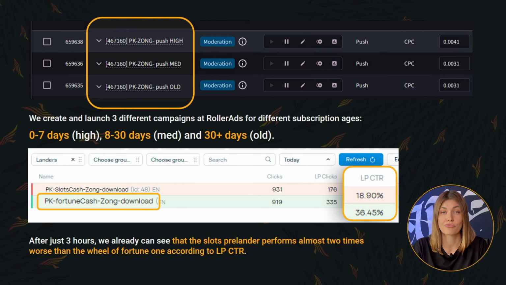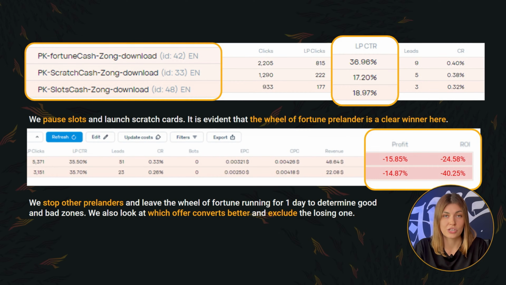We create and launch 3 different campaigns at RollerAds for different subscription ages. 0 to 7 days, it's high, 8 to 30 days, medium, and 30 plus days, it's old. After just 3 hours, we can already see that the slots pre-lander performs almost 2 times worse than the Wheel of Fortune one, according to the LP setup. We pause slots and launch scratch cards.